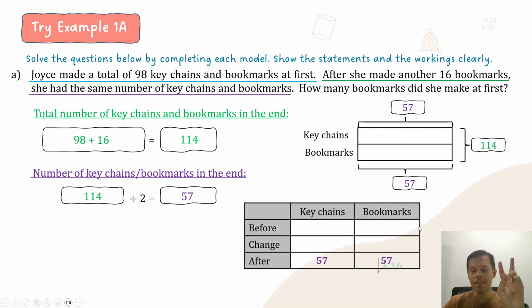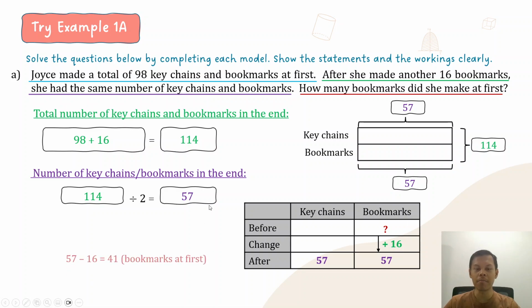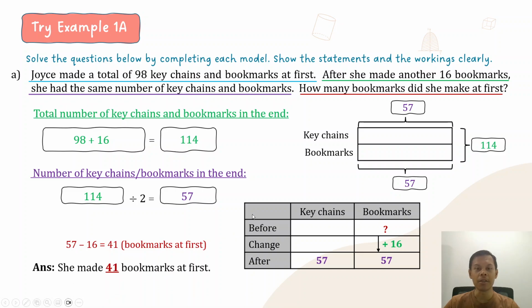Alright, then the second step is that we need to draw the before and after table. We fill up the after part, 57 and 57. Then for the bookmark, the change is that she made another 16. So we need to plus 16 here. If we want to find the number before, we put the before here. Question mark should be here. Alright, so if this is plus, work backward, it's going to be the opposite, which is minus 16. So 57 minus 16, the answer that you should get is 41 bookmarks at first.